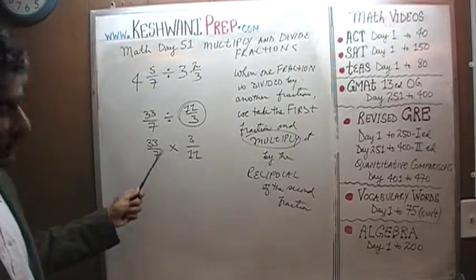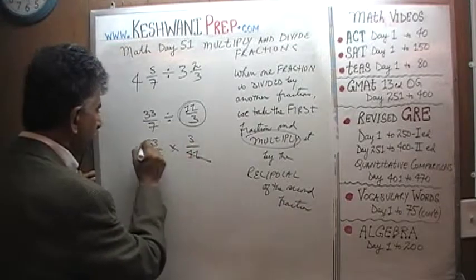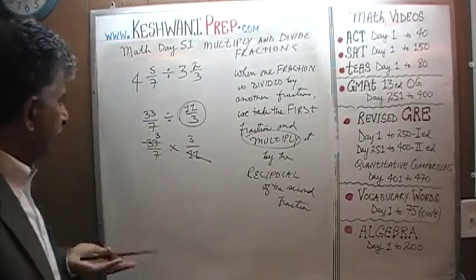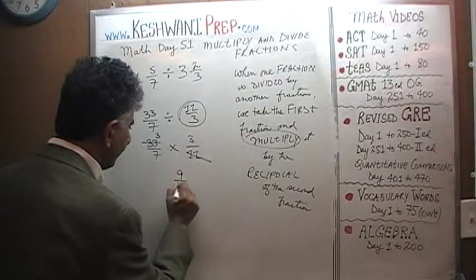Now we see 33 on the top, we see 11 on the bottom. Let's divide top and bottom by 11. 11 drops out and 33 becomes 3. And that's it, we're done. It's 9, 3 times 3 is 9, so final answer is 9 over 7.